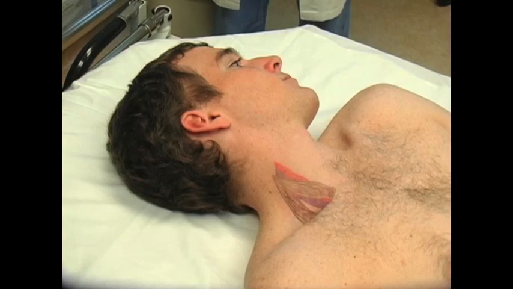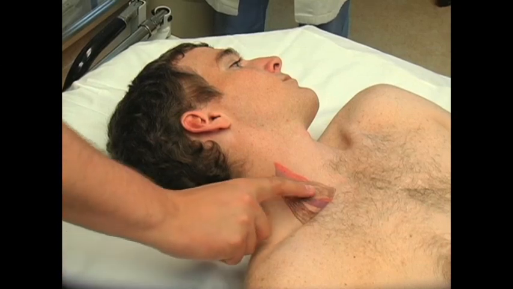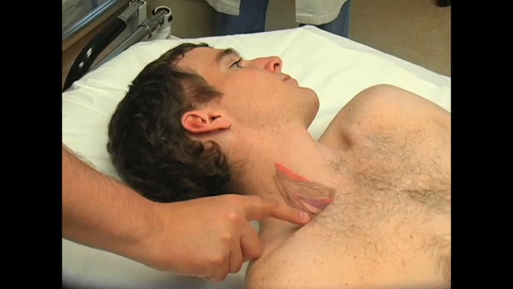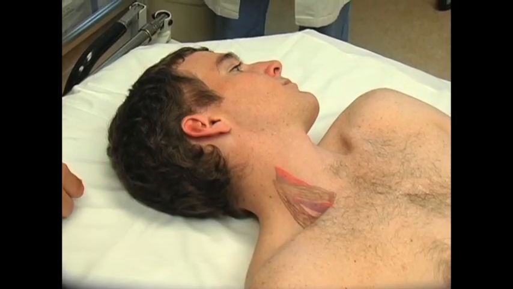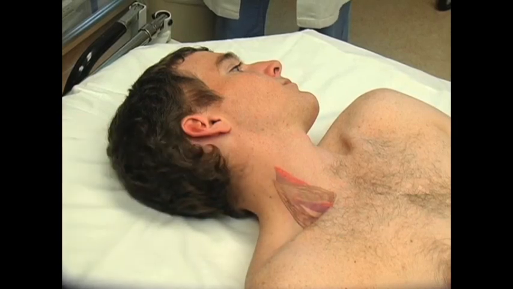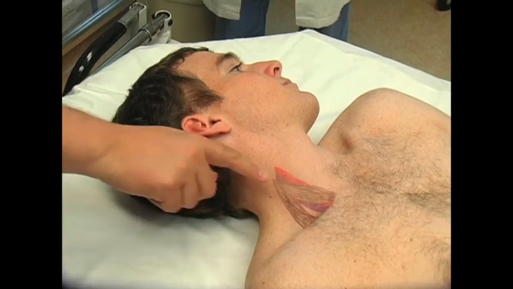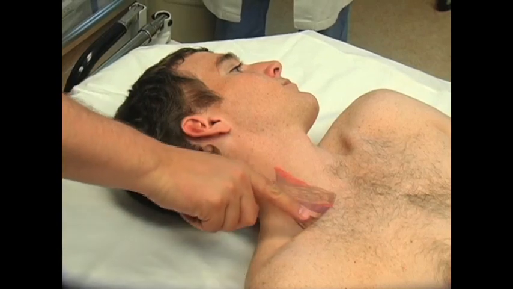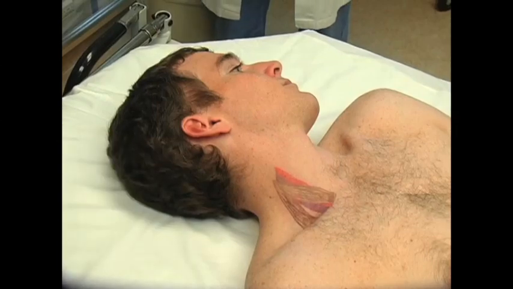Traditional external landmarks for the cannulation of the internal jugular vein are the medial and lateral heads of the sternocleidomastoid muscle. The internal jugular vein and the carotid artery course within the triangle formed by the two heads of the SCM. In most people, the internal jugular vein lies lateral and anterior to the carotid artery.